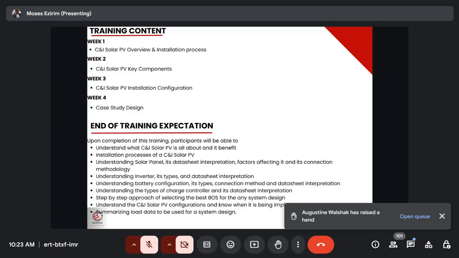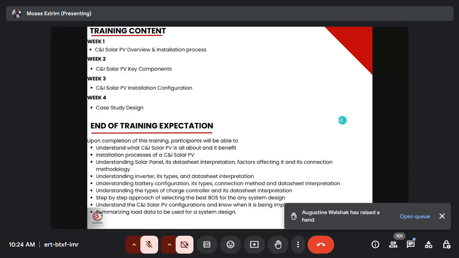Then we are going to break down the design gradually. And at the end of everything, I'm going to share a template which you can be using. For now, don't worry about PVCs. Don't worry about HelioScope. Don't worry about the software. All right, let's focus on the manual.